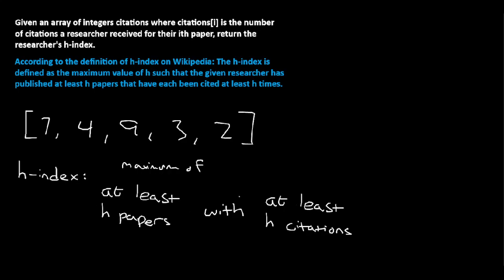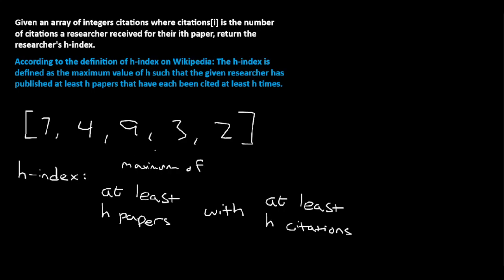So let's pick a value for H. Let's say 3 citations. How many papers have at least 3 citations? We have 1, 2, 3, and 4. There are 4 papers with at least 3 citations. So this does satisfy the statement, but is it the maximum value? Let's go ahead and test all the values in this case.